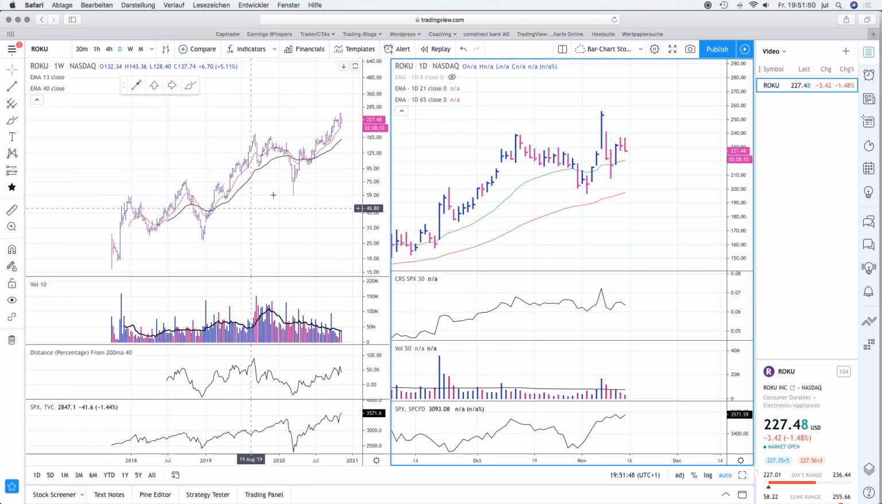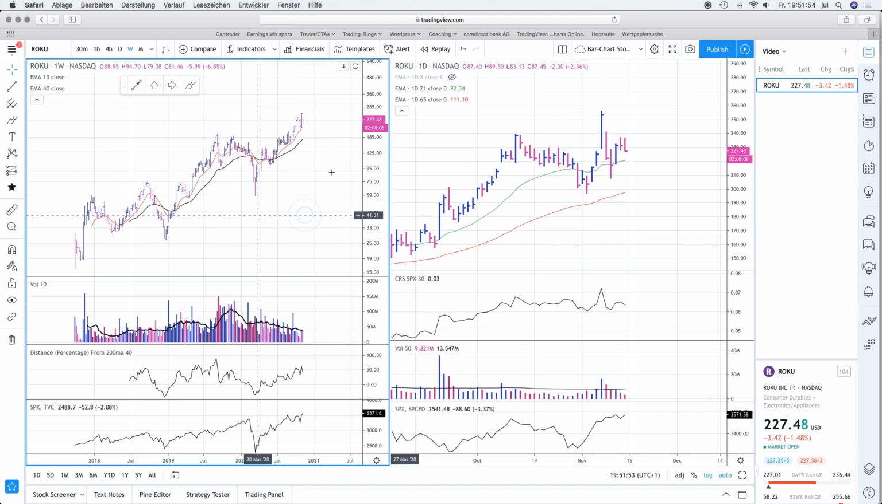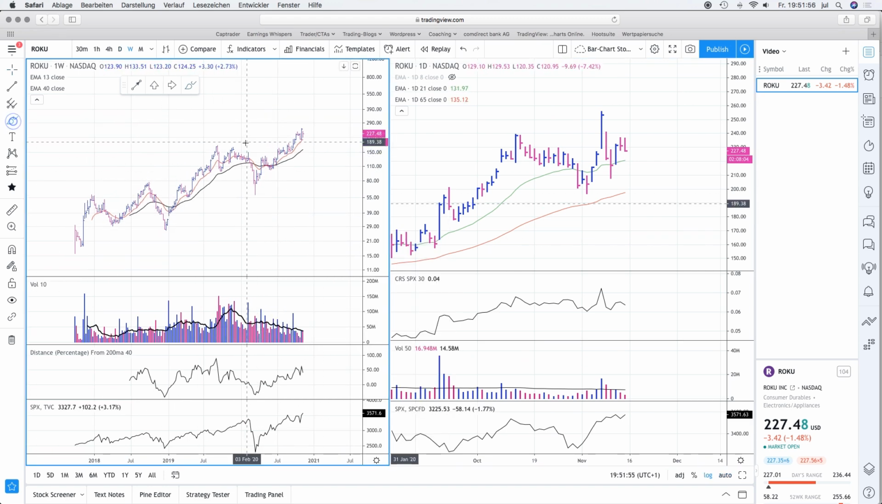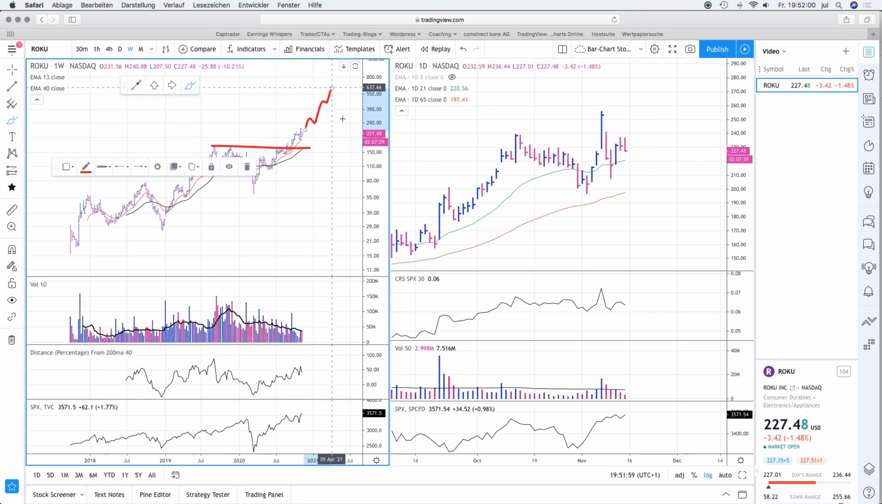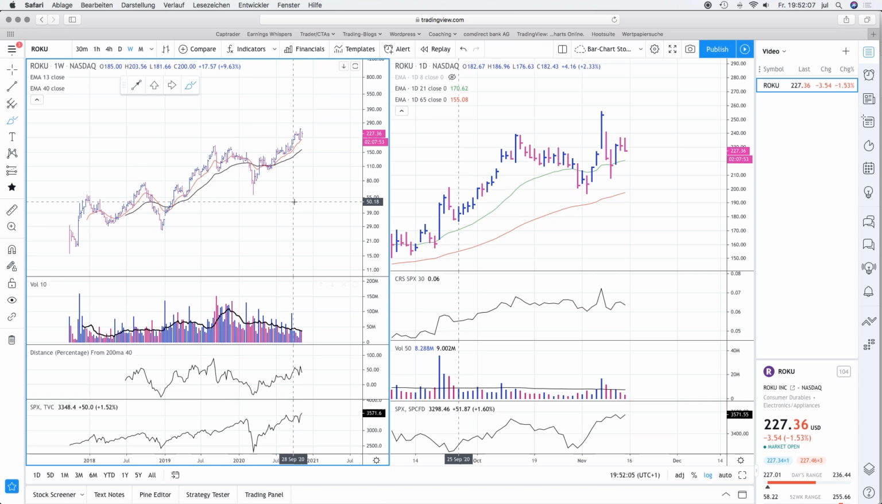Because if you look at the chart here, it's on a new all-time high. It can easily run higher from here, from this big breakout. It can easily go higher in the next months and reach new price levels. And that's why I'm always looking more at the weekly chart.